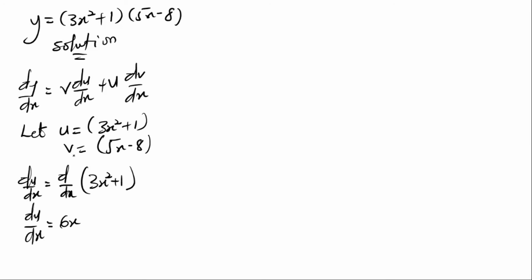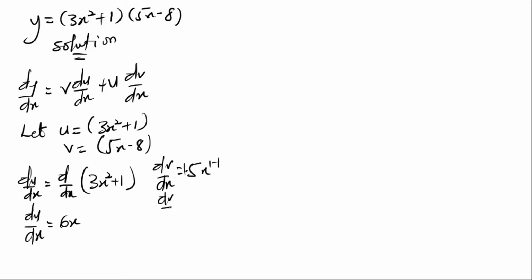Now let's differentiate the function v. So our dv/dx becomes what? If we differentiate 5x, x has the power of 1, so 1 multiplied by 5 is still 5. Now if we subtract the 1, that is, we have 5. Now the power is 1, so we have 1 multiplying the 5, then we have x to the power 1 minus 1.